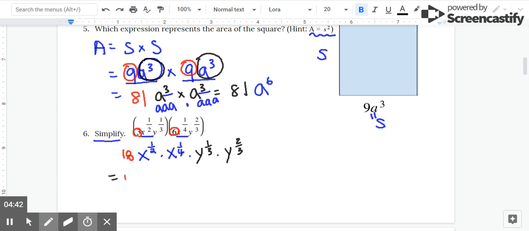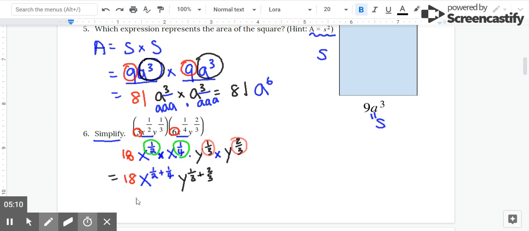So it's going to be 18 and x to the what power? When you multiply them, what are you doing? You are adding the exponents. 1/2 plus 1/4. And when you multiply here, you add 1/3 and 2/3. So it's going to be y to the 1/3 plus 2/3.